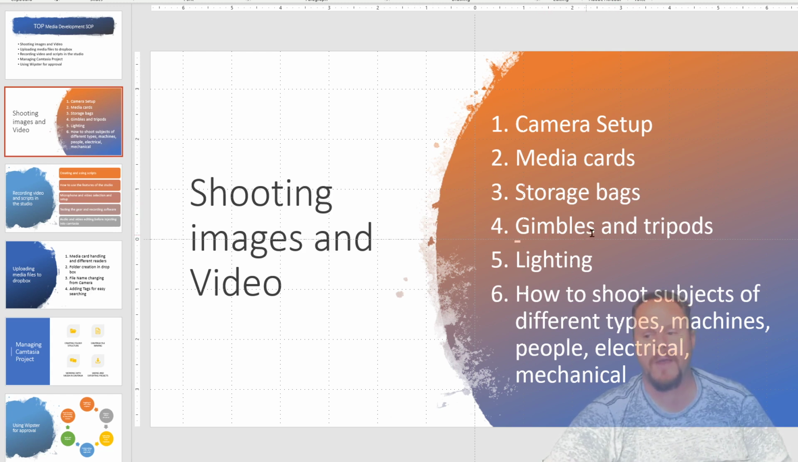What other accessories do we have? Gimbals, tripods, lighting. What do we have in order to help you get the best shots and the best footage that you possibly can? How to shoot subjects of different types, whether it be machines, people, safety for electrical and mechanical. While you're out there shooting, we want to keep you safe.